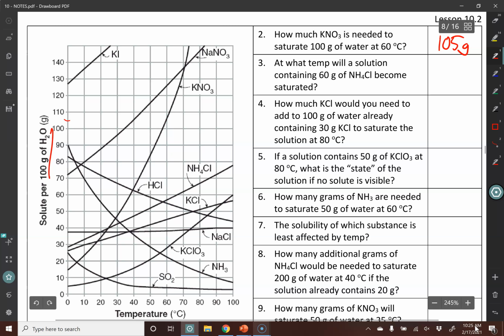Let's check out another one. At what temperature will a solution containing 60 grams of ammonium chloride become saturated? Okay, so we're kind of going in the opposite direction now. I've got 60 grams. I'm going to go across until I find my ammonium chloride. It's about there. Trace down. Maybe 66, 67 degrees Celsius.